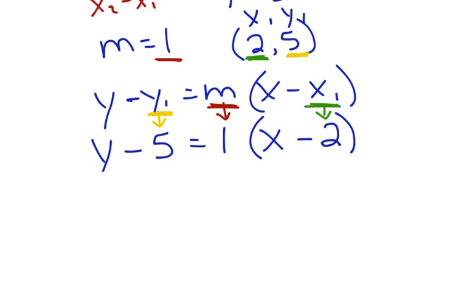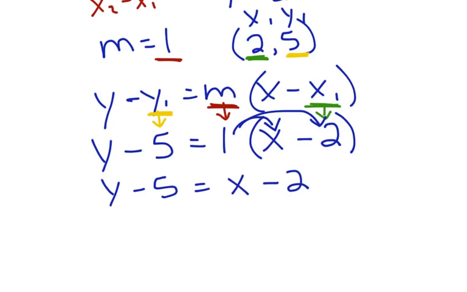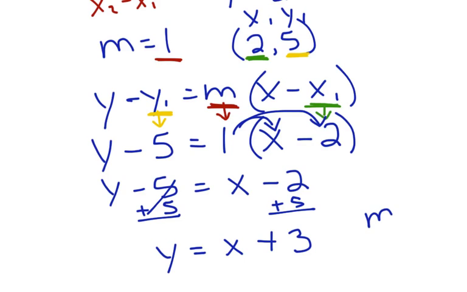Okay? Alright, so I am going to distribute. So bring down my y minus 5 equals 1 times x is 1x, 1 times 2 is 2. And I'm going to add 5 to both sides so I can get my y by itself, because it has to be by itself to be in slope-intercept form. And I end up with y equals x plus 3. So my slope here is 1, and my y-intercept is 3.